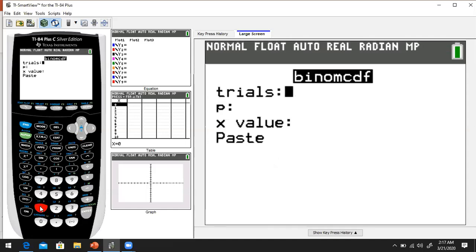the number of trials is 14 again, and the probability is 0.68. And this time we want from 0 to 4 successes. So we write the last number that we have. Enter.